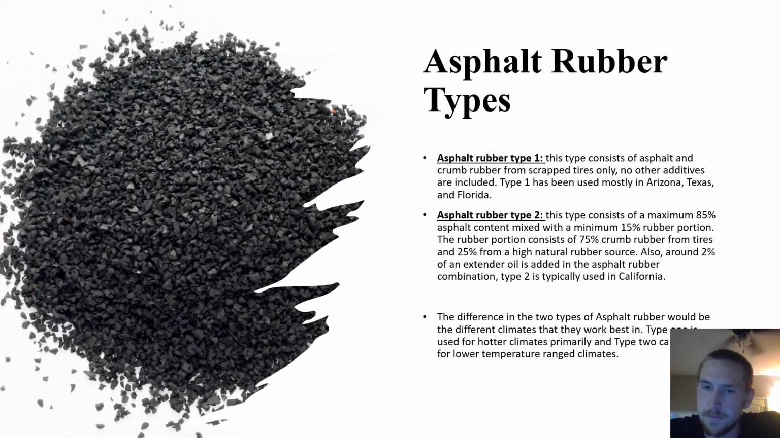Asphalt rubber Type 2 consists of a maximum 85% asphalt content mixed with a minimum 15% rubber portion. The rubber portion consists of 75% crumb rubber from tires and 25% from a high natural rubber source. Also, around 2% of an extender oil is added into the asphalt rubber combination. Type 2 is typically used in California. The difference in the two types of asphalt rubber is the different climates they work best in. Type 1 is used for hotter climates primarily, and Type 2 can be used in lower-range climates.